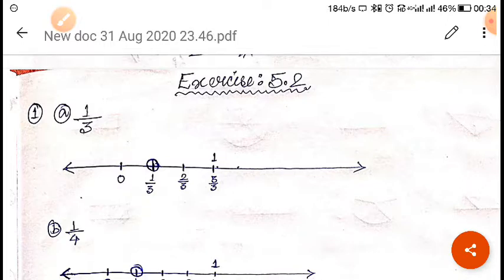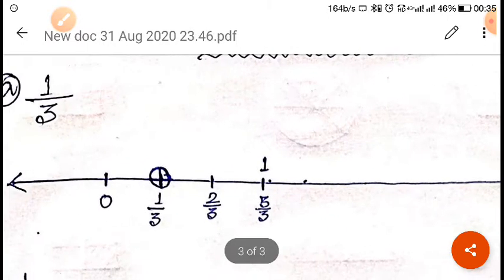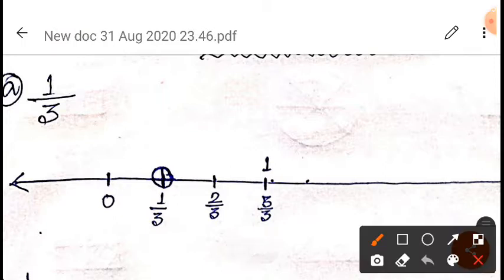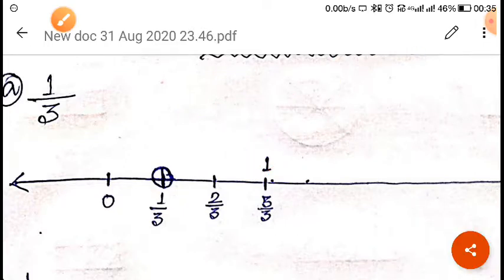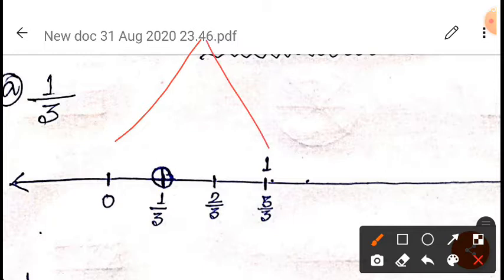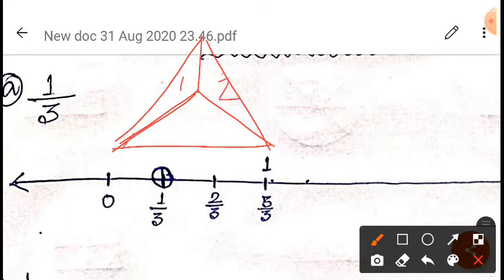So 1 by 3 means what? How many parts will be there? 3 parts, right? If the denominator is 3, as I have told you previously, suppose we are talking about a box or a triangle or anything, if there is a 3 below, the total number of boxes will be 3, just like this: 1, 2 and 3, right? So the total number of boxes is 3 because in the denominator it is written 3.